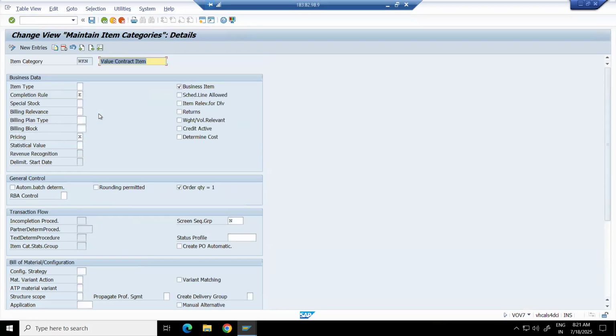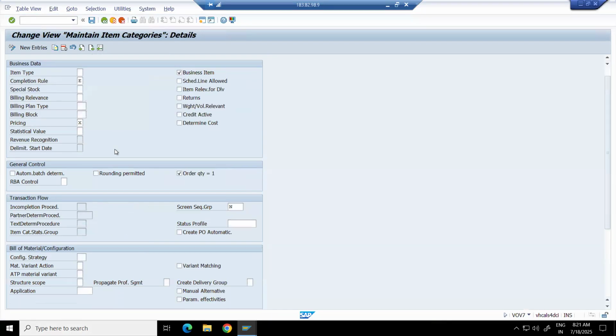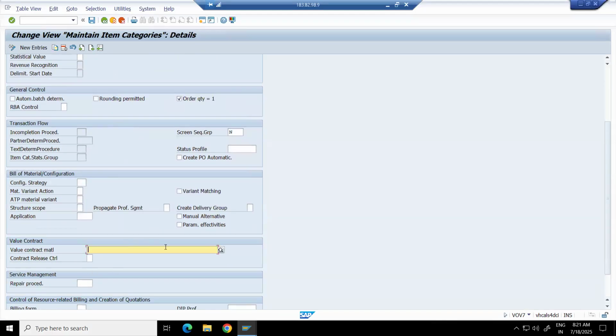WKN. Yeah, it is available. It is blank. Someone may have deleted it, but anyway, keep it in mind that WKN is the value contract general document, value contract item category. Okay, WKN is the item category for value contract.